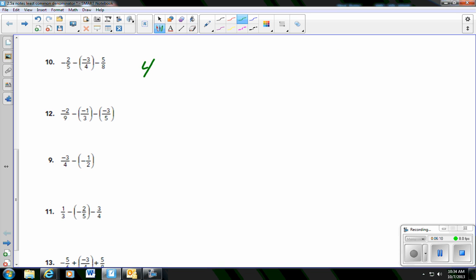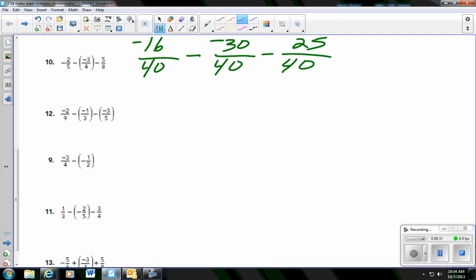So we write 40 three times. 5 times 8 is 40, 2 times 8 is 16, negative 16, minus 4 times 10 is 40, so 3 times 10 is 30, negative 3, so negative 30. 8 times 5 is 40, so 5 times 5 is 25, and that was a positive 5 up there, minus 25/40. So there's your two fractions there.